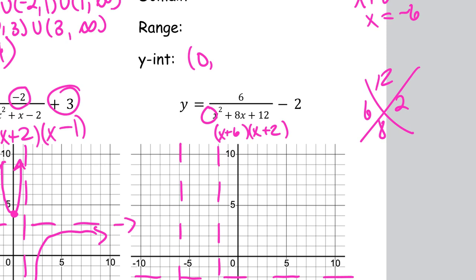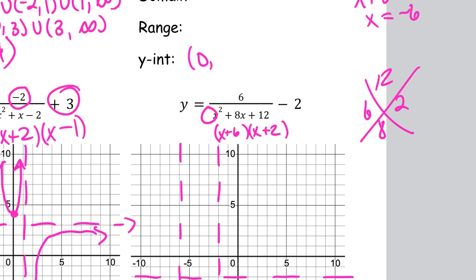Just plug in 0 for x. Yes. Because at the y-intercept, x equals 0. So basically 6/12, so 1/2, 1/2 minus 2. 1/2 minus 2 would be -1 and 1/2. Correct? What's the y-intercept? It'd be -1.5. It's where the graph crosses the y-axis.